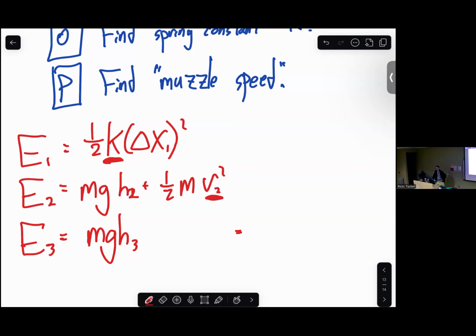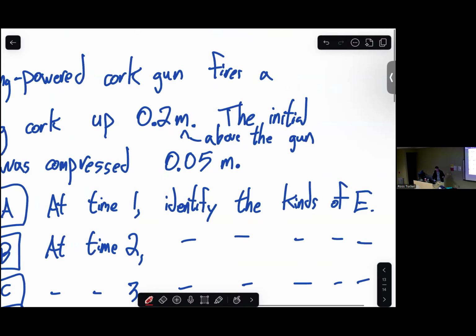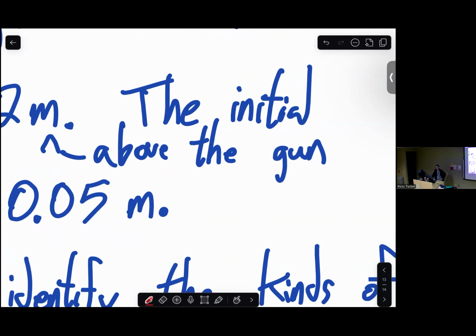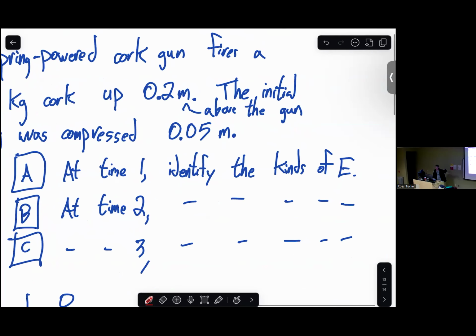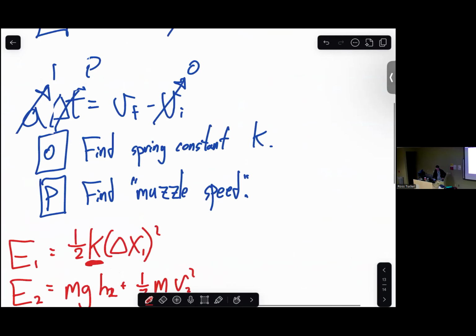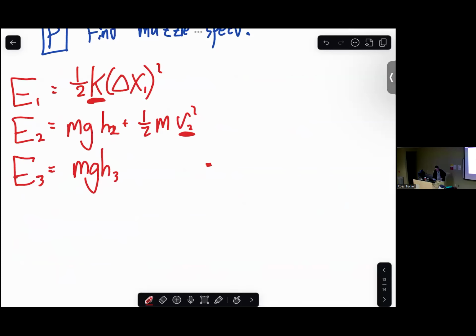You may have interpreted the 20 centimeters as the total height. That's why I went back and said above the gun. I go 0.2 meters, I go 0.05 meters, I go another 0.2 meters. My total is 0.1 times 9.8 times 0.25, which is 25 millijoules.